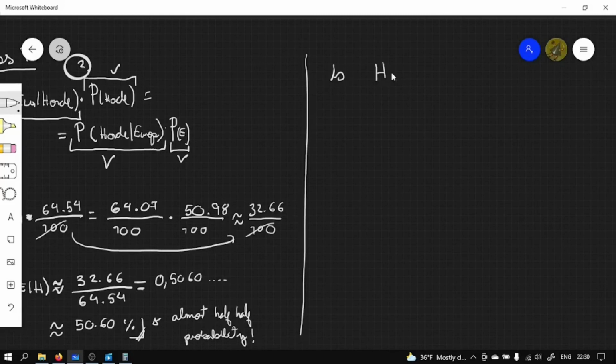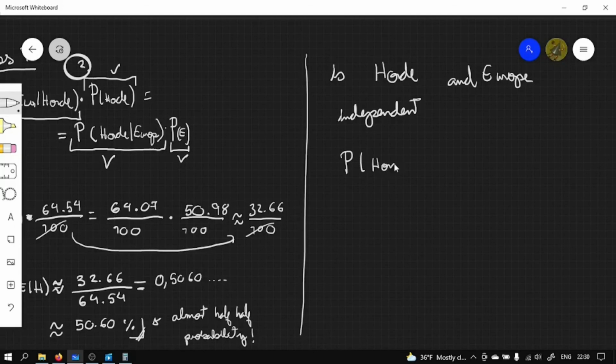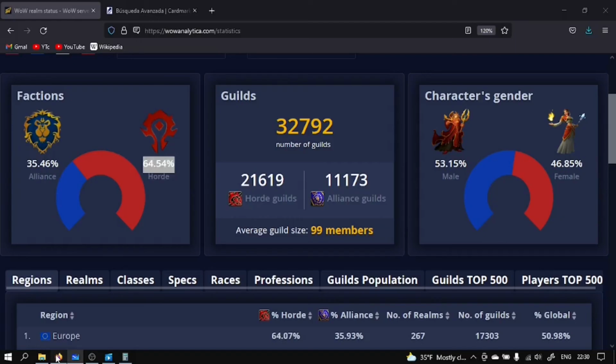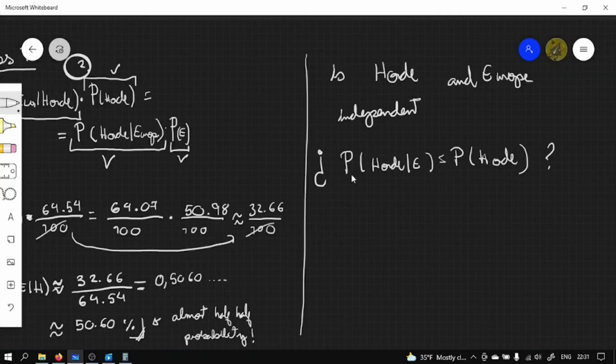Now we can ask the question: are being in the Horde and being in Europe independent? Well, we can see here the probability of being in the Horde and the probability of being in the Horde given the fact that we are in Europe. And no, they are not independent, but they are close to being independent, which is something to be expected.